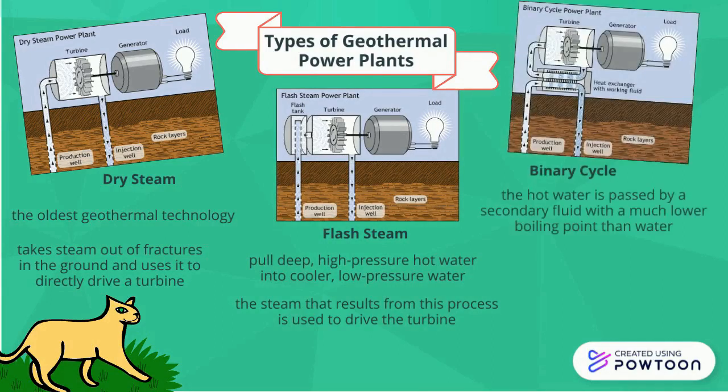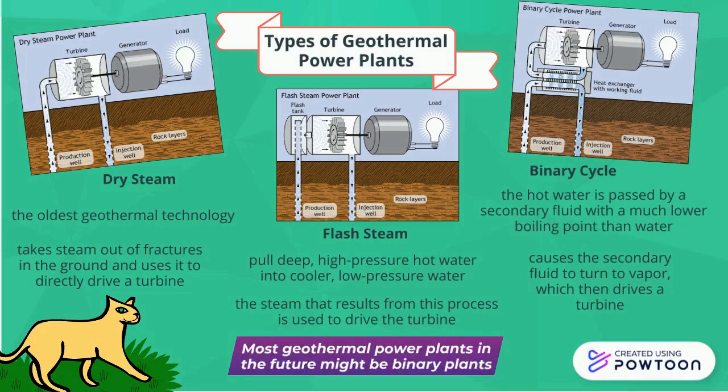Lastly, binary cycle. The hot water is passed by a secondary fluid with a much lower boiling point than water. It causes the secondary fluid to turn to vapor, which then drives the turbine. For your info, most geothermal power plants in the future might be binary plants.